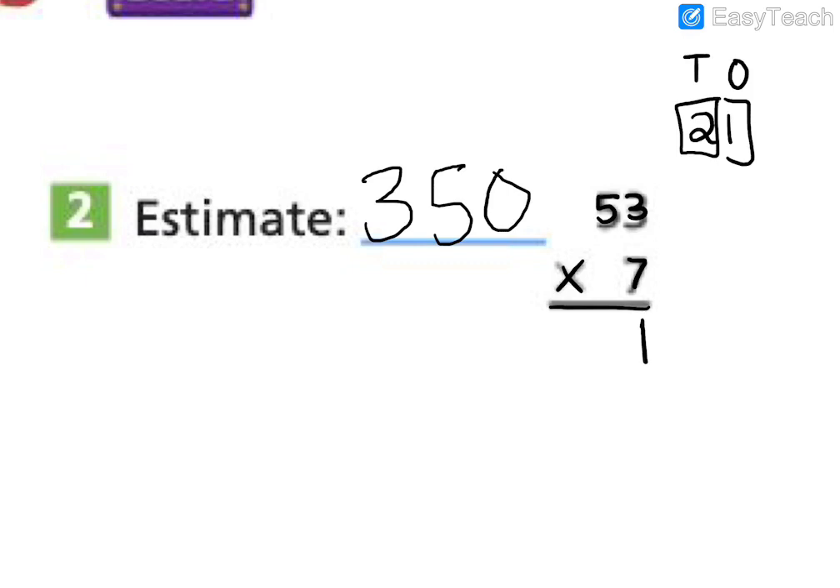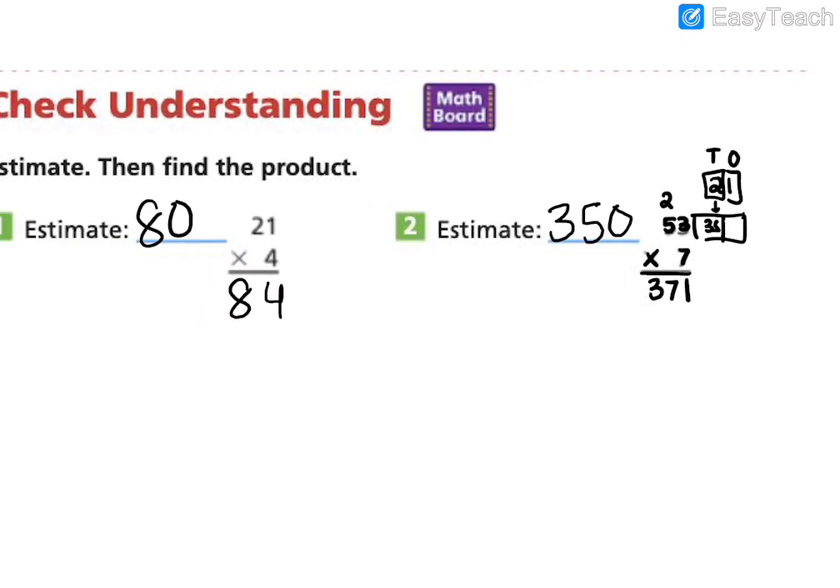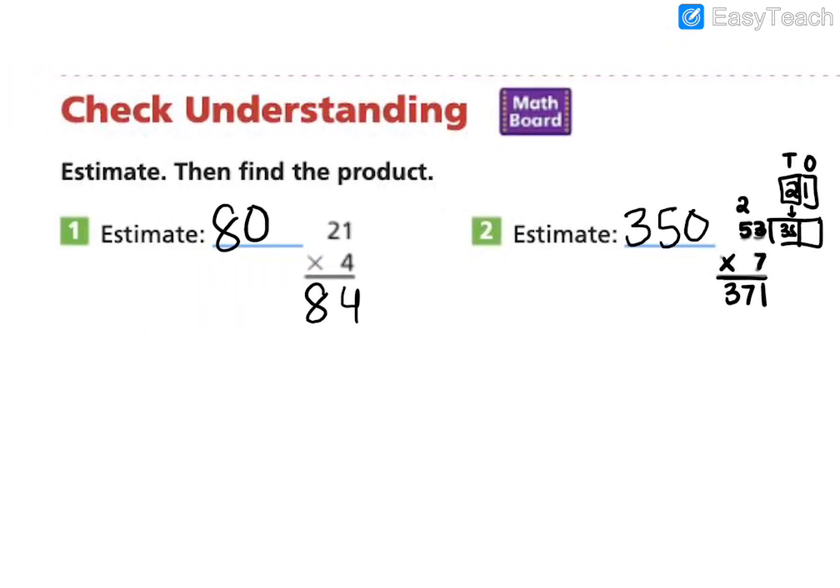My 1 goes in the ones column. My 2 is above the tens. And now I'll multiply 7 tens times 5, or 7 times 5 tens. That is going to give me 35 tens plus my 2 more. So how many total tens will I have? 37 tens. Okay, so my answer for number 2 is 371.